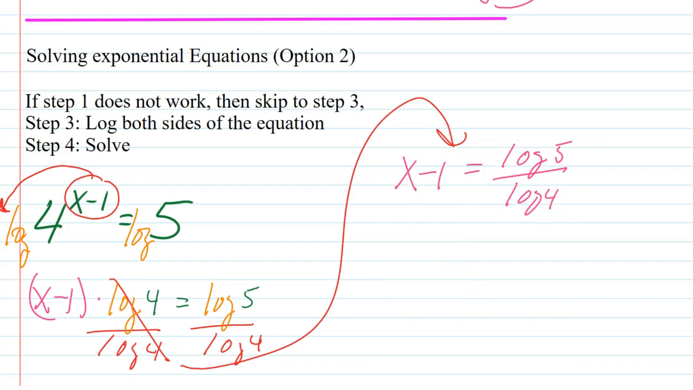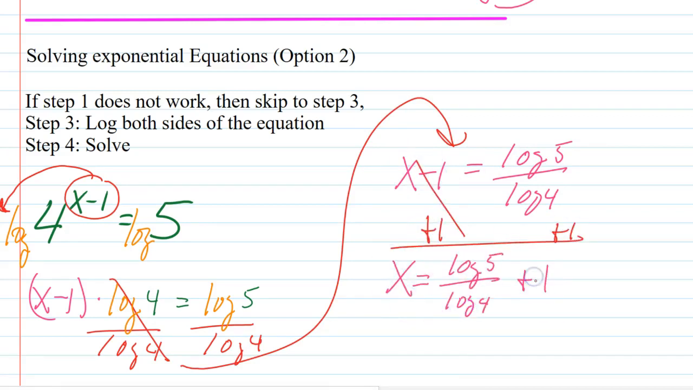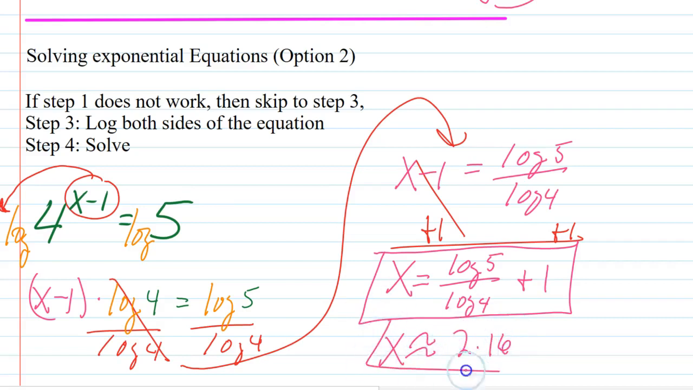now what's happening to my x, it's being subtracted by 1. The opposite of subtracting 1 is to add 1 to both sides. At this point, you have two options. Some of your answers will ask for the exact value. This is an exact value, meaning it has not been rounded. However, some of them will ask for the approximate value. So we say x is approximately, and that's what a squiggly equal sign is, approximately. And I'm just going to round to the hundredths, 2.16.